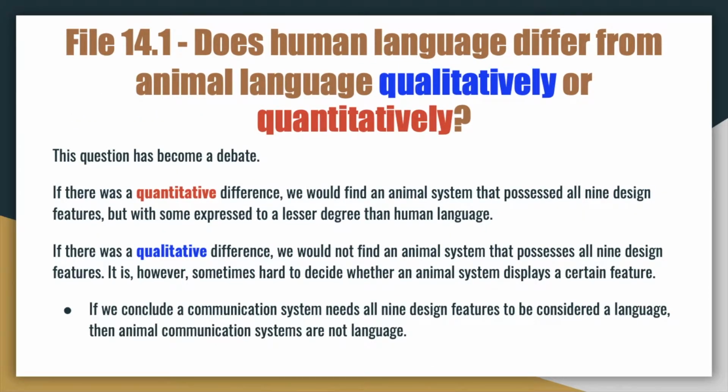So, does human language differ from animal language qualitatively or quantitatively? If there was a quantitative difference, we would find an animal system that possessed all 9 design features, but with some expressed to a lesser degree than human language. If there was a qualitative difference, we would not find an animal system that possesses all 9 design features. It is, however, sometimes hard to decide whether an animal system displays a certain feature. If we conclude a communication system needs all 9 design features to be considered a language, then animal communication systems are not language.